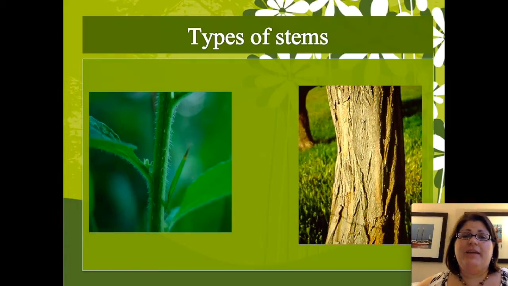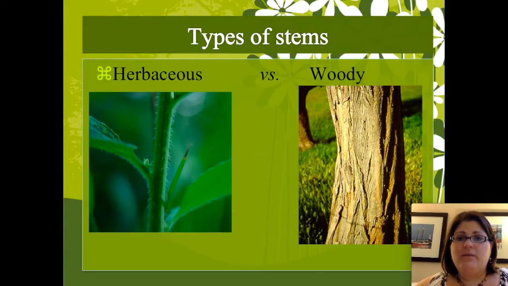So when we discuss a plant, a lot of time we discuss a plant as being a tree or a bush or a shrub or grasses. What we're really trying to get across is what kind of stem it has. So when we talk about stems, there are two major classifications. The first one is herbaceous and the second one is woody.